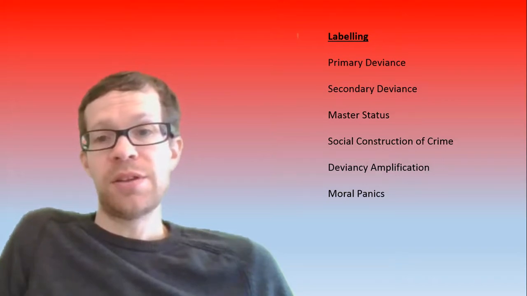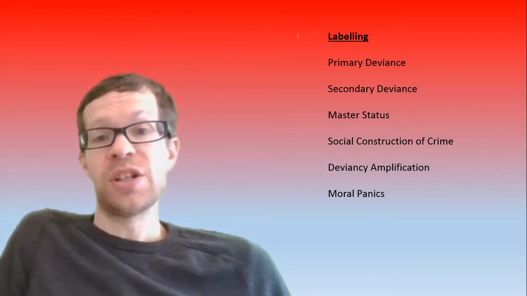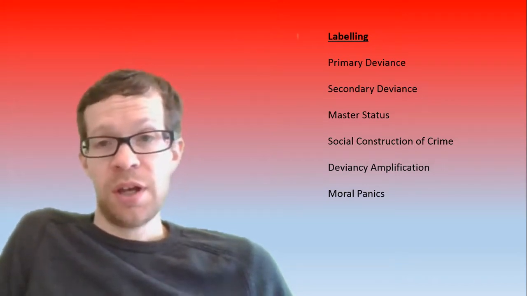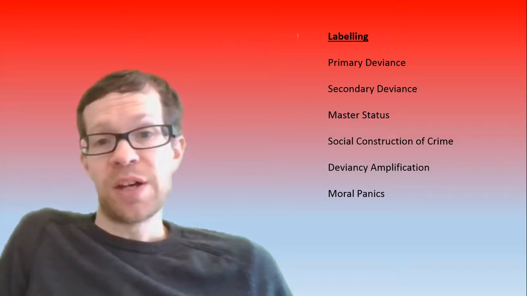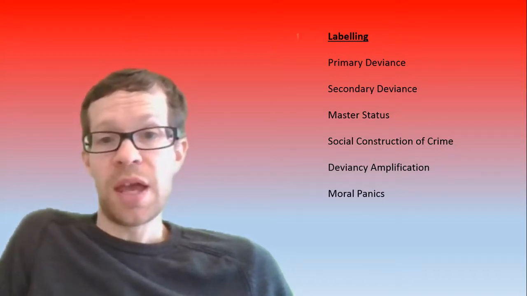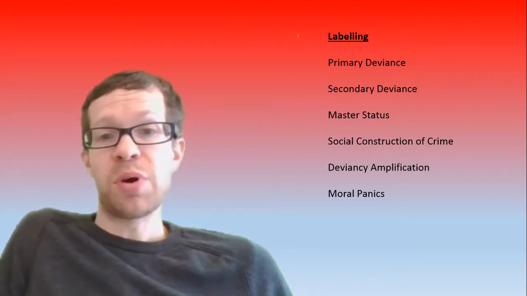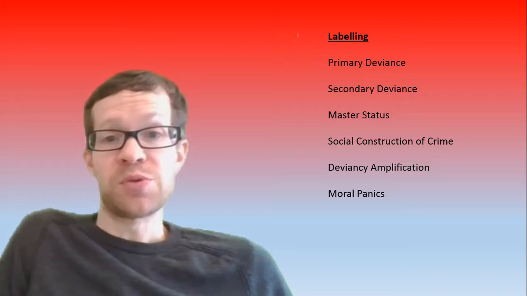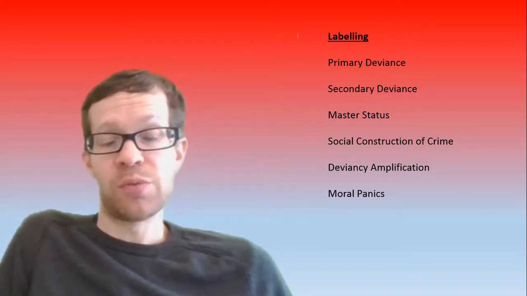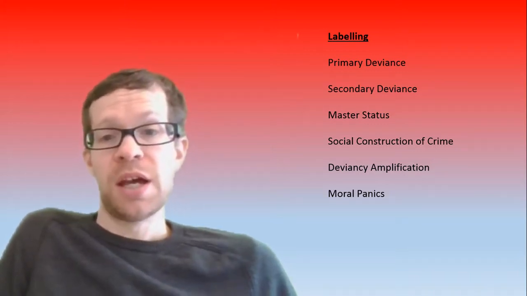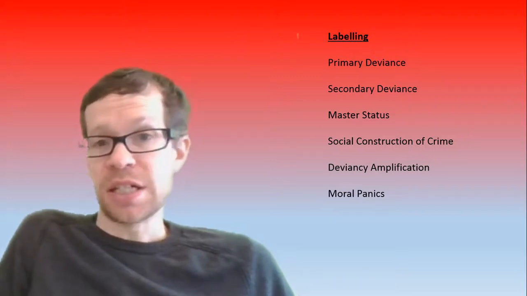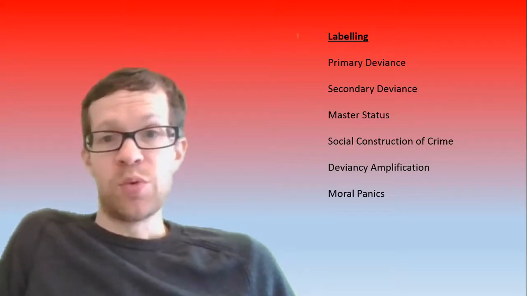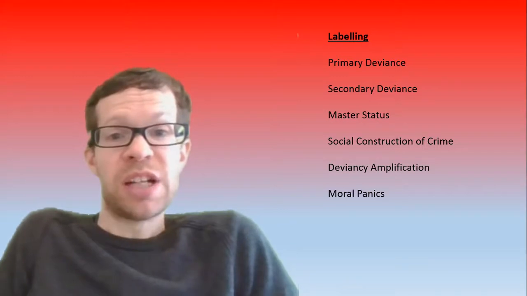And labeling theory also argues that deviance can be amplified. We can label people in a certain way, and then they start to respond and behave in that way, and then that actually amplifies the deviance. We make more of an issue of something than it was in the first place, and this can lead to moral panics, and it can lead to people getting worried in society about an issue that isn't really actually an issue.